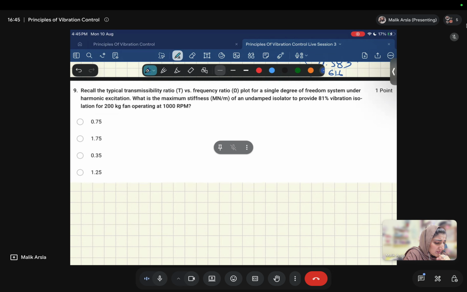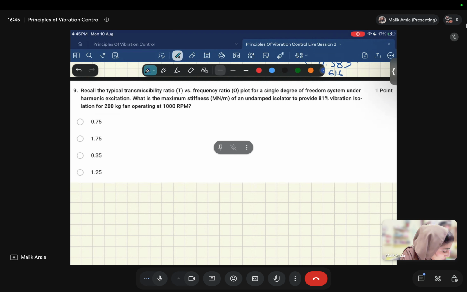So 81% vibration isolation here means that 81% should be stopped, only 19% can transmit. So basically 81% vibration isolation means 19% transmission or transmissibility. So essentially we are given the transmissibility here. Okay, and we have to figure out the stiffness.